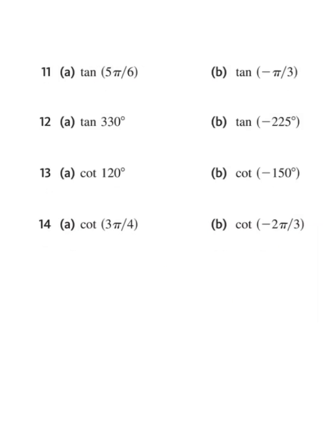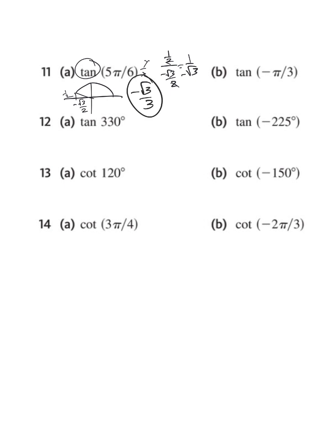Let's keep going. 5 pi over 6. Now tangent is y over x. So where are we? 5 pi over 6 is right there. The long leg is negative square root of 3 over 2. That's x. Y is the short leg, positive 1/2. So 1/2 over negative square root of 3 over 2. So that's 1 over the negative square root of 3. So that's going to be negative square root of 3 over 3 after you rationalize it. Please do so.